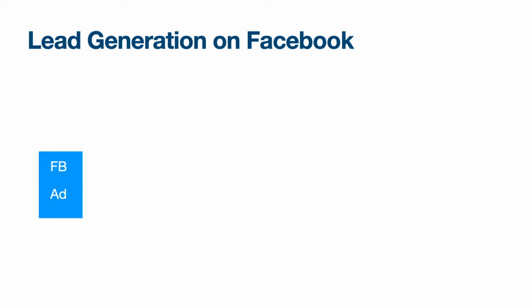So if we're running a lead generation campaign on Facebook, then this is obviously going to start with our Facebook ad. We're going to run some sort of Facebook ad, and we are going to send people to a page, which in most cases is going to be on our website. It's going to be some sort of opt-in page, right? If we're running a lead generation campaign, we want to collect emails.